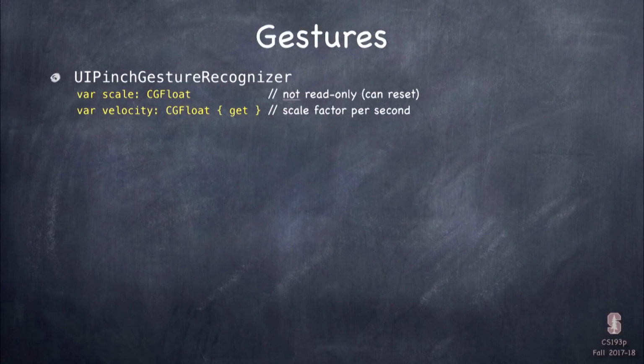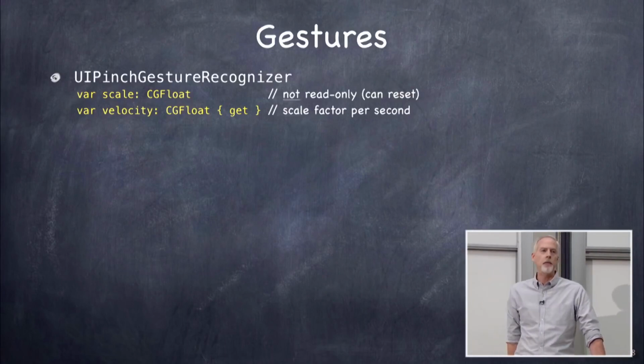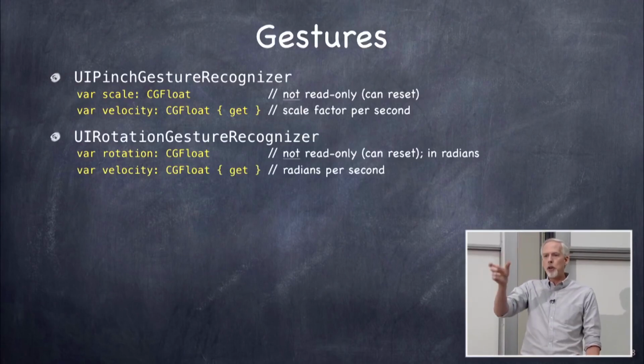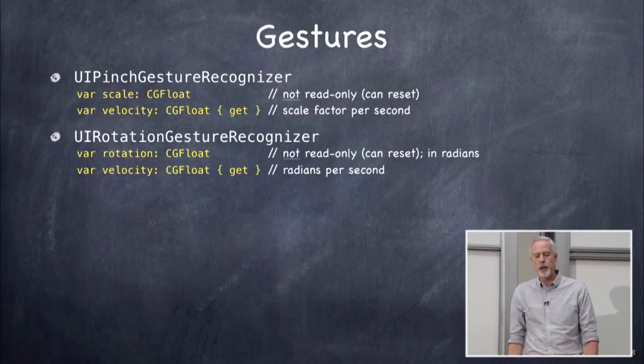So if I start here with a pinch and I go twice as wide, well, that's scale 2.0. If I start here and go half as wide, it's 0.5. And there's also velocity for that one. There's rotation gesture, which is like turning a knob, a two-finger gesture. And in radians, it'll tell you how much the knob has been turned.